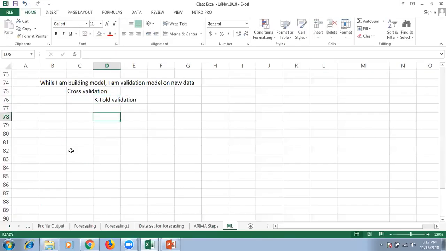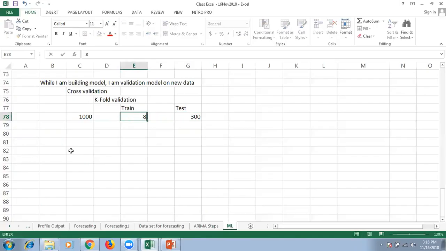A K-fold validation is nothing but, suppose you have 1000 observations and you split the data into train and test. So 700 observations and 300 observations. So this is my train data and this is my test data.